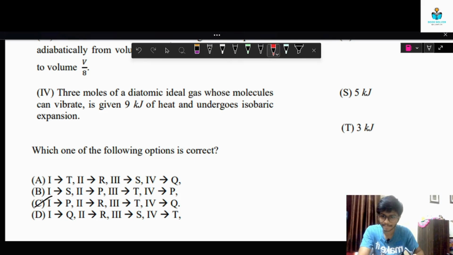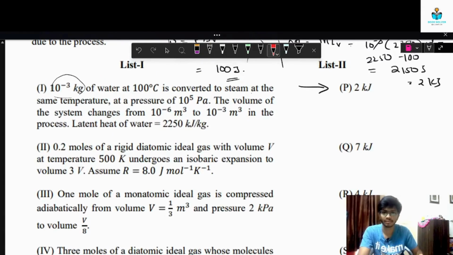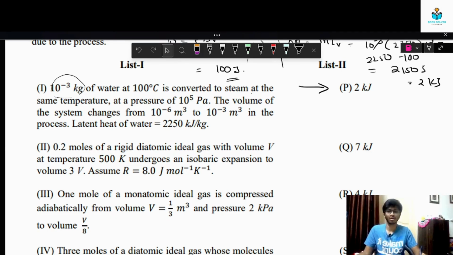Okay, we will go further. Fine. Here we have 0.2 moles of a rigid diatomic ideal gas with volume V at temperature 500 K that undergoes an isobaric expansion to volume 3V. Assume R is equal to 8. Okay, it has gone under isobaric expansion.